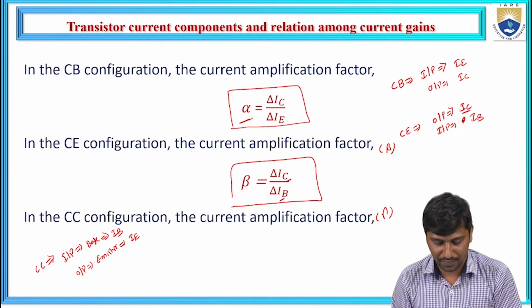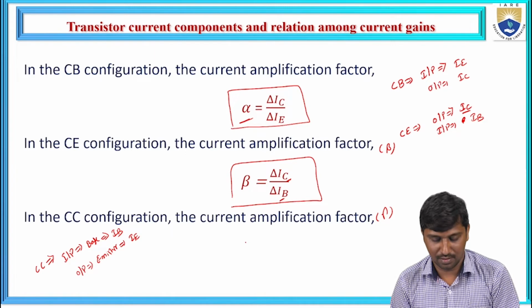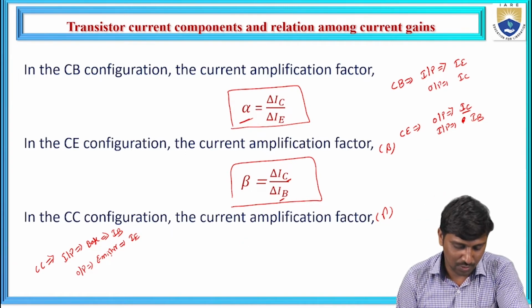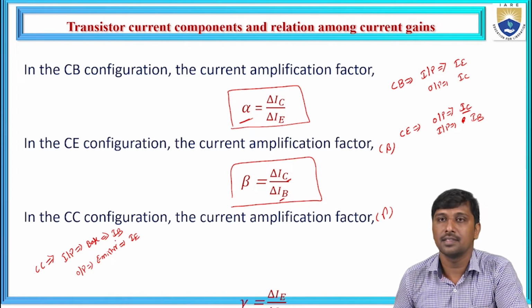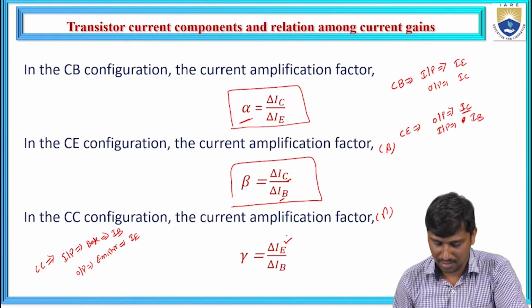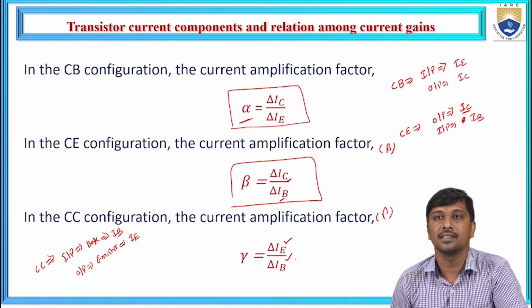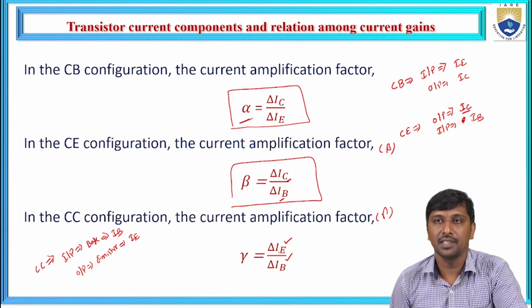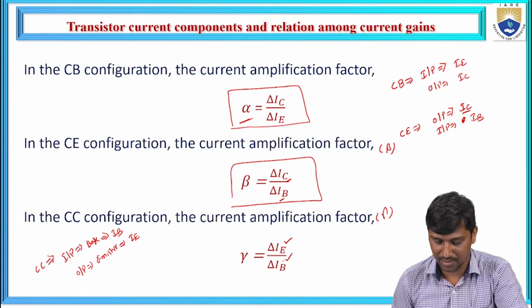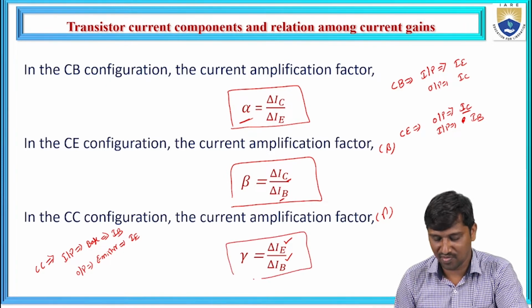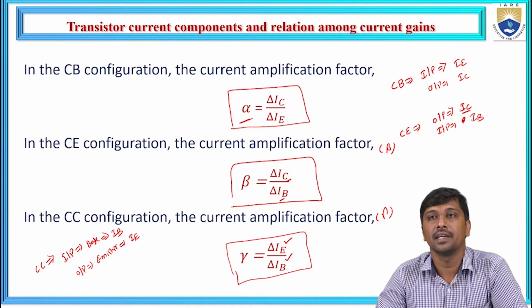For this case, we need to define gamma, the DC current gain, which is again the ratio of output current to the input current. Here we take the output current as the emitter current and the input current as the base current. Hence, it is defined as the change of emitter current with respect to the change of base current, that is the DC current gain or amplification factor for a common collector configuration.